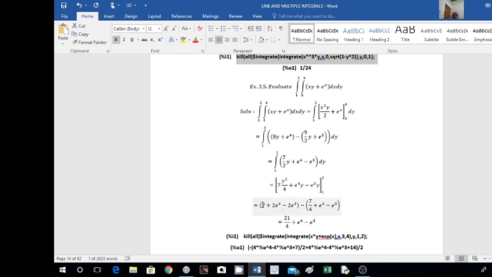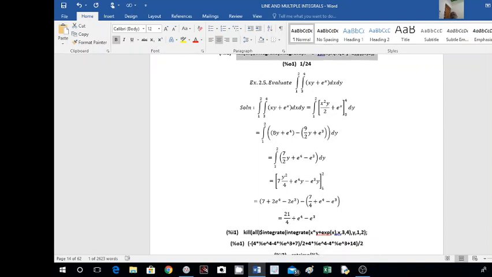So this is equal to 7 minus 7 by 4. I think this is equal to 21 by 4. Then 2e⁴ minus 1e⁴ is 1e⁴. Next, minus 2e³ plus 1e³ is minus 1e³. Okay, 21 by 4 plus e⁴ minus e³.